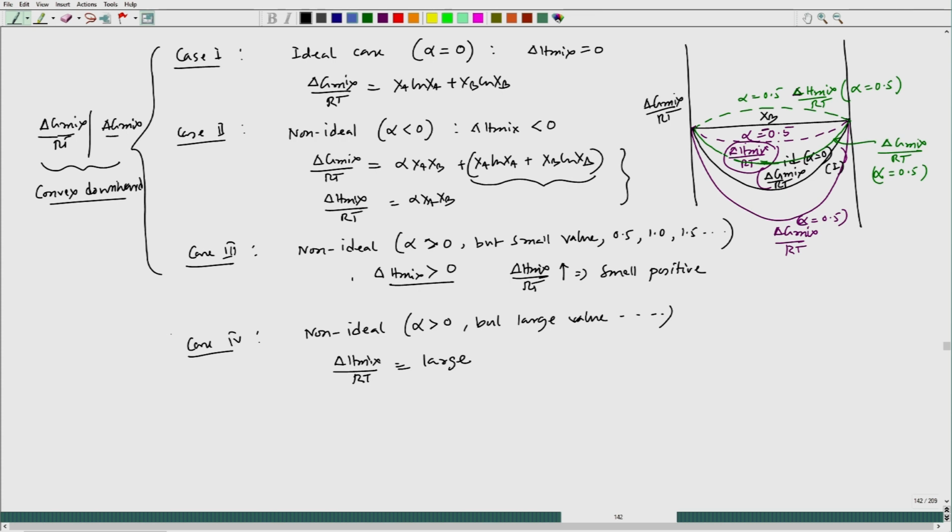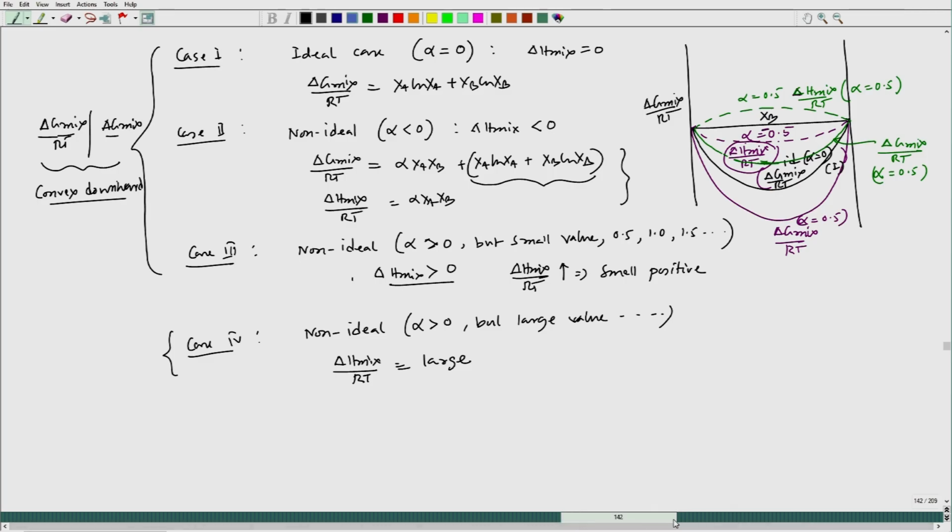So, we have to see what happens here. This one is not as simple as what we have considered in case 3. In case 3, we have delta Hmix by RT as a small number, and delta Gmix ideal by RT is a large negative number. So, the final contribution, which is the sum of the two quantities, will also be negative, but it will be a little above delta Gmix ideal by RT. The fourth case will be an interesting one, but let us see those first three cases.